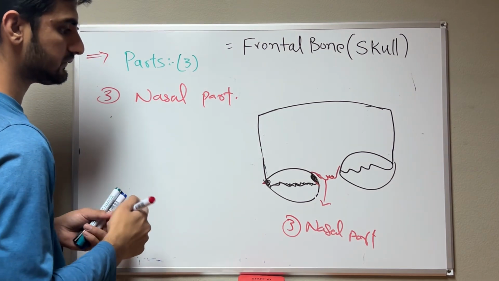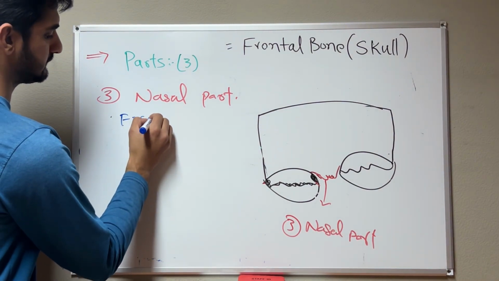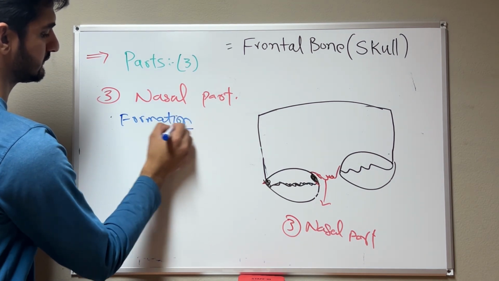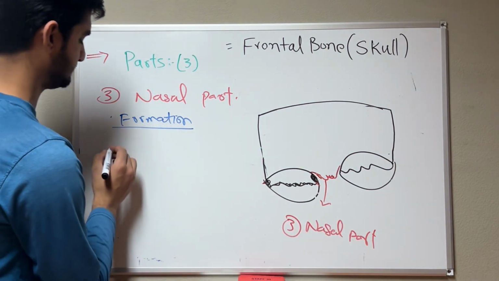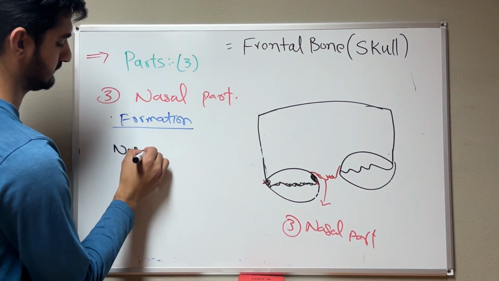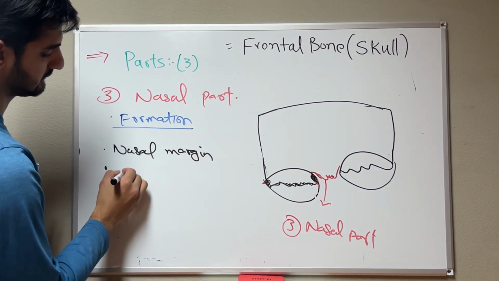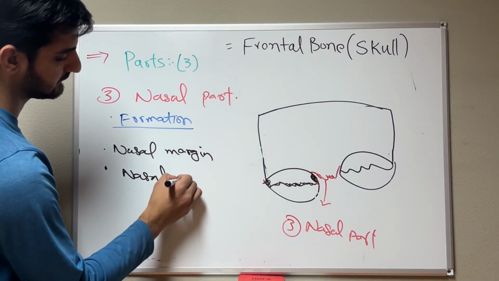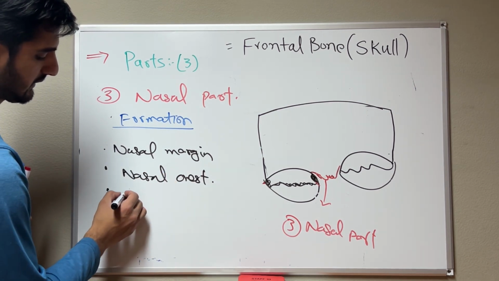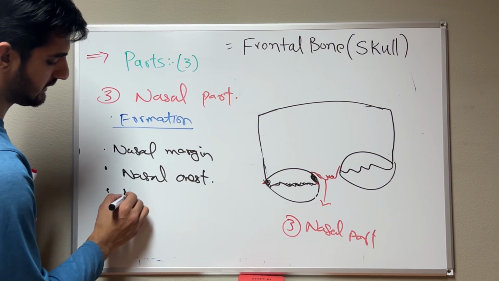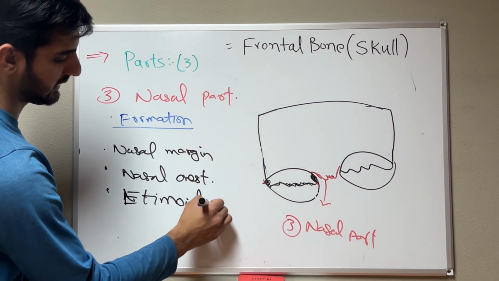Now which formations do we have here? We have the nasal margin, nasal crest, and the ethmoidal notch.